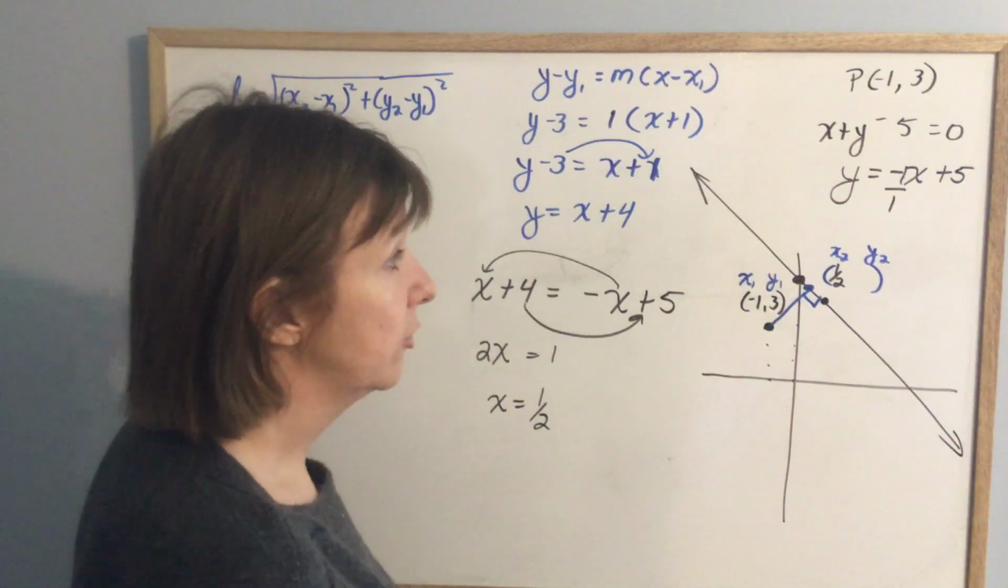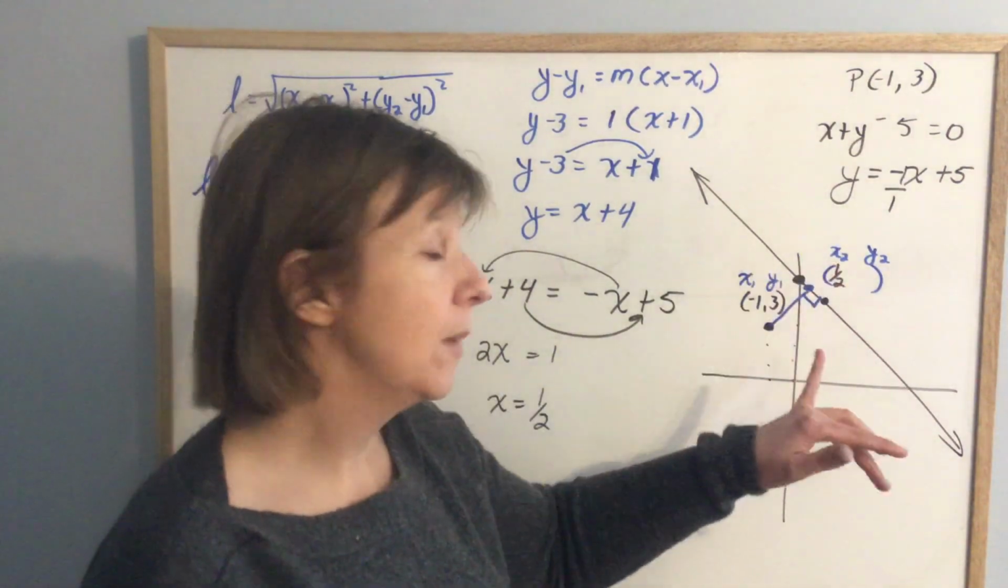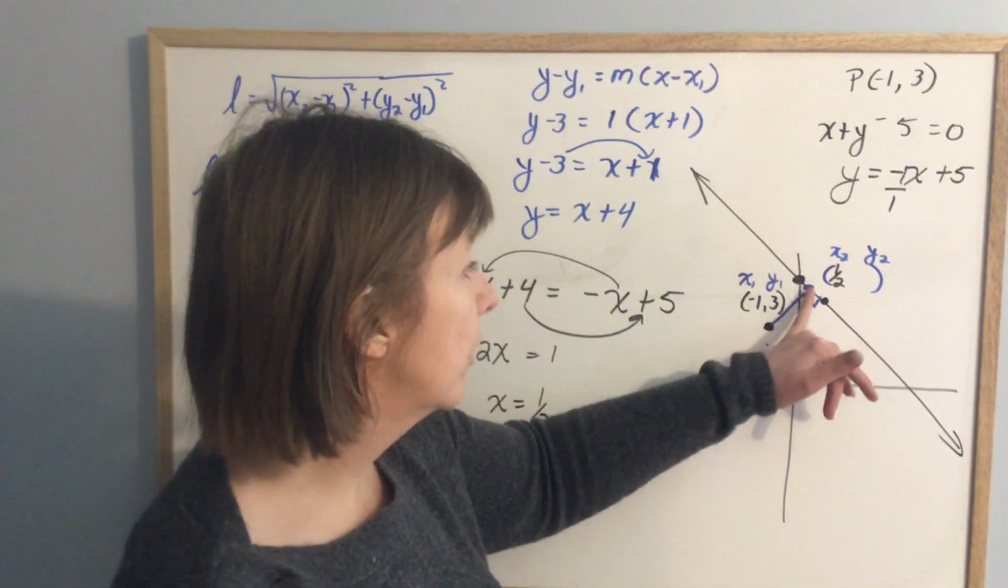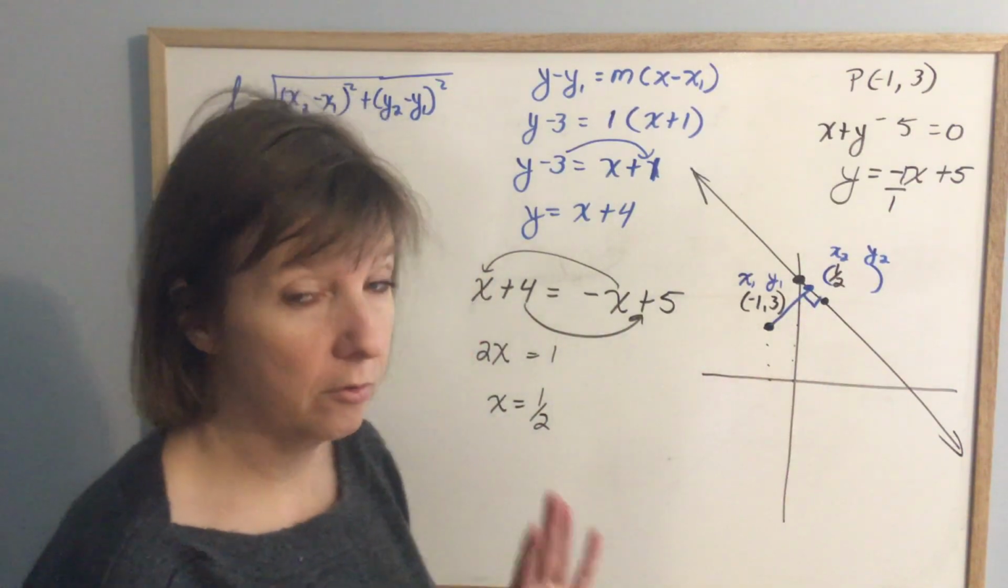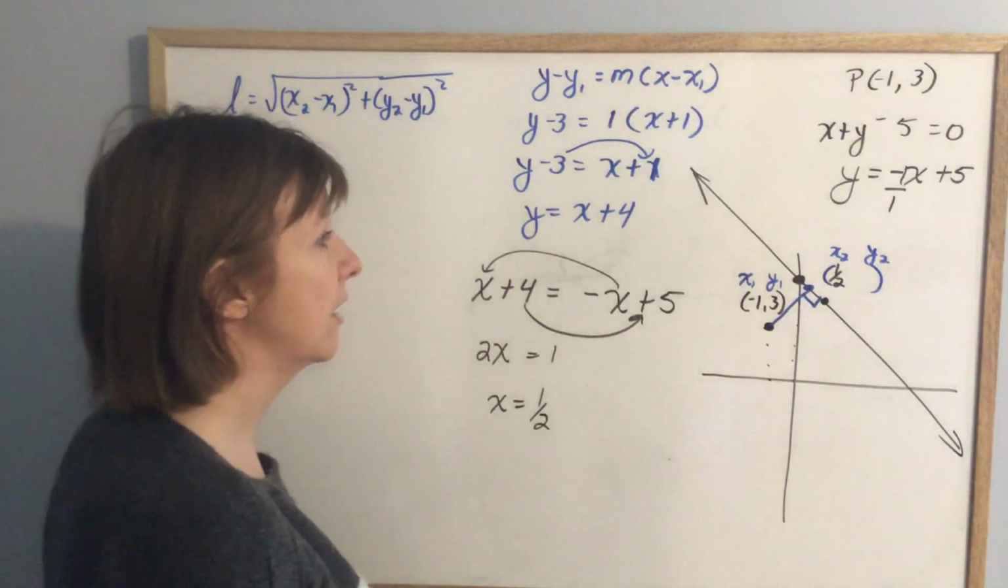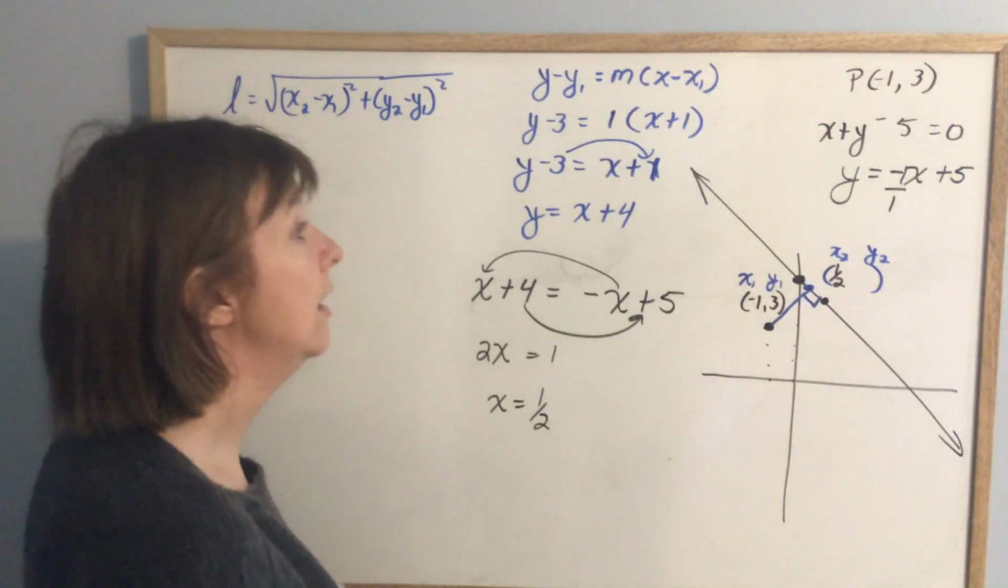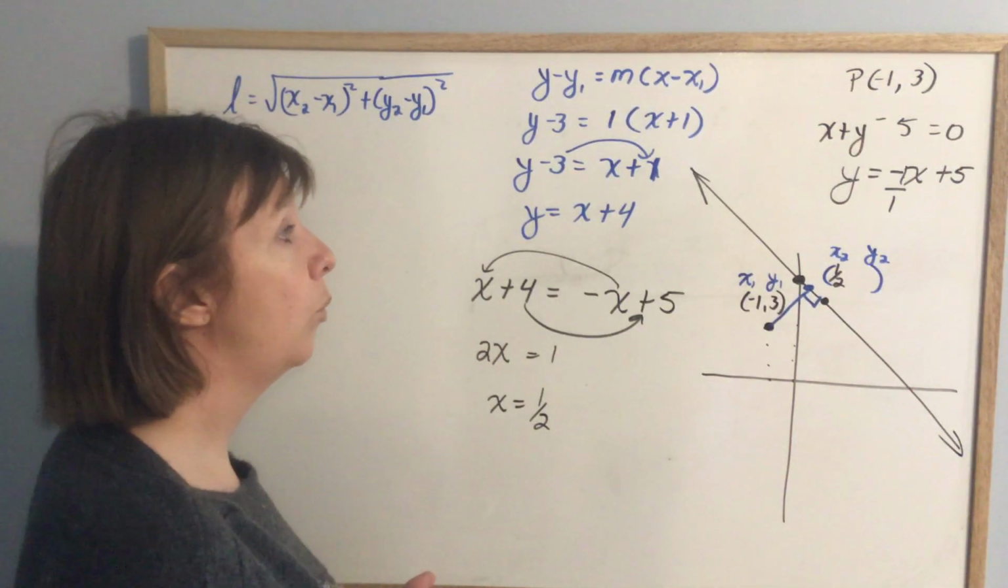Part of the reason why I like to graph it is because I like to know, does that make sense? And based on what I've drawn here, it does make sense. That does look like that's over about half a square. So the y does seem to make sense. The x does seem to make sense. Now, I need to figure out the y.